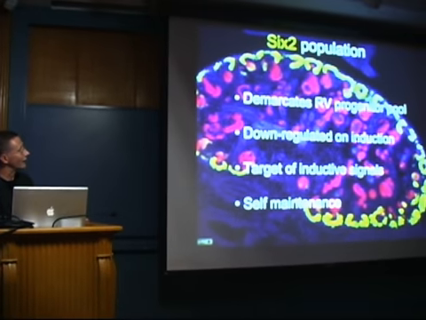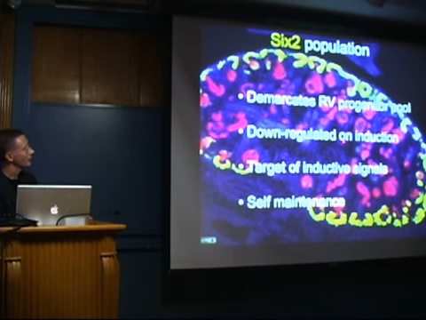It's rapidly downregulated on induction. It's the target of inductive signals. And I won't show you the evidence here, but it's a self-maintaining property. It's a self-maintaining cell population. So that during the course of kidney development, the 6-2 cells differentiate and replace themselves, much like a stem cell lineage. But unlike a stem cell lineage, it has a limited life, because this ends at the period a few days after birth when the full complement of nephrons has been formed.